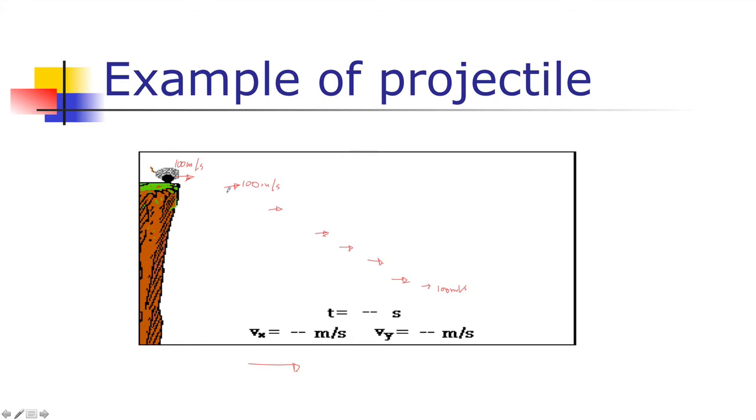Okay, but in the y direction, while it's moving in the horizontal direction, it's also falling. It's falling this distance. Look, it's falling this much distance, right? But falling is what? Falling is dictated by gravity. That means when this object is falling, its motion towards the earth is dictated by gravity.